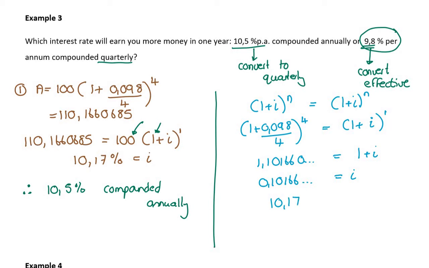And so what do you know? I get 10.17%. So it leads me to exactly the same answer. So just pick a method that works best for you.